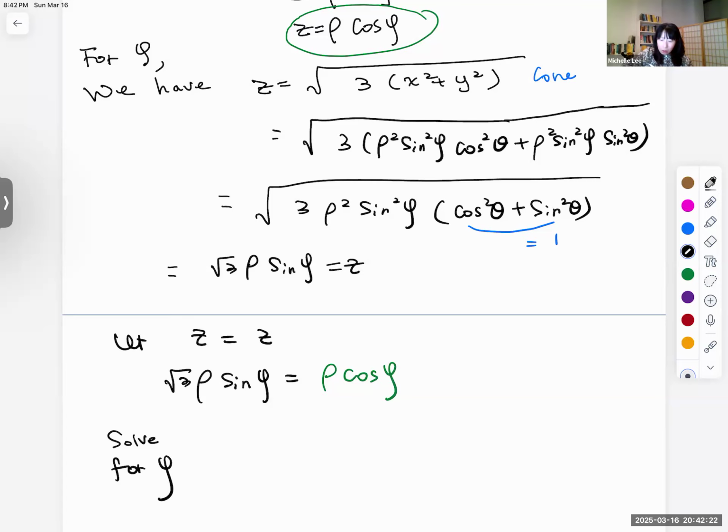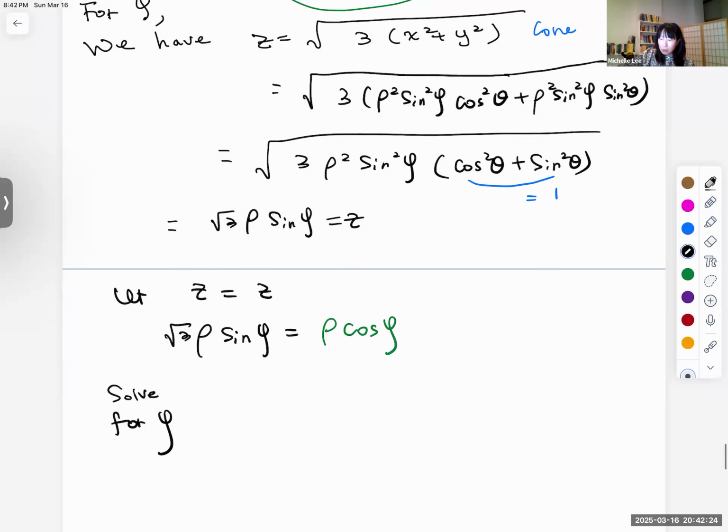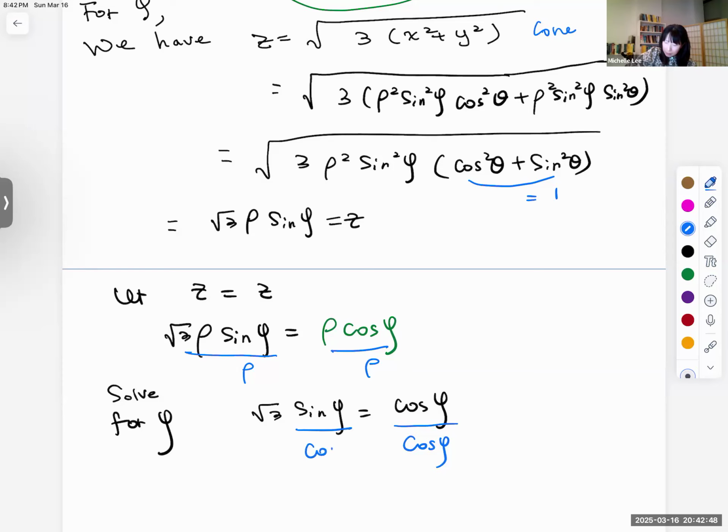All right, so rho is common, so we divide by rho on both sides. So we have square root of 3 sine phi equal to cosine phi. Now let's divide by cosine phi on both sides, and then by square root of 3 on both sides.